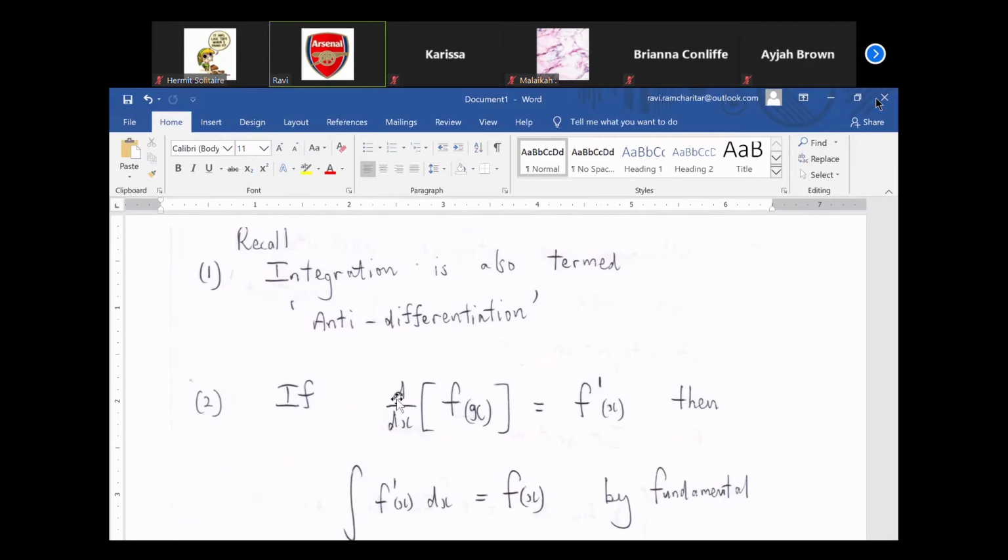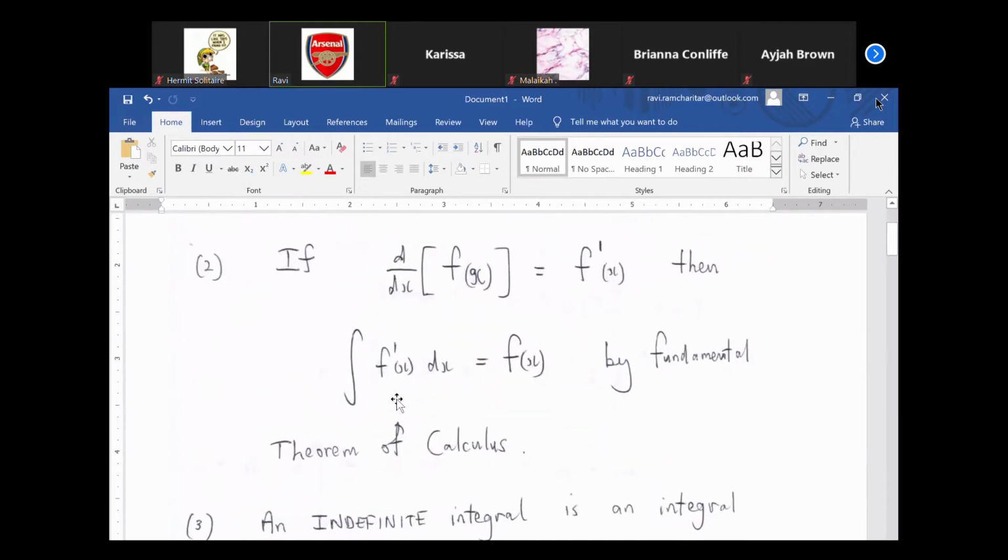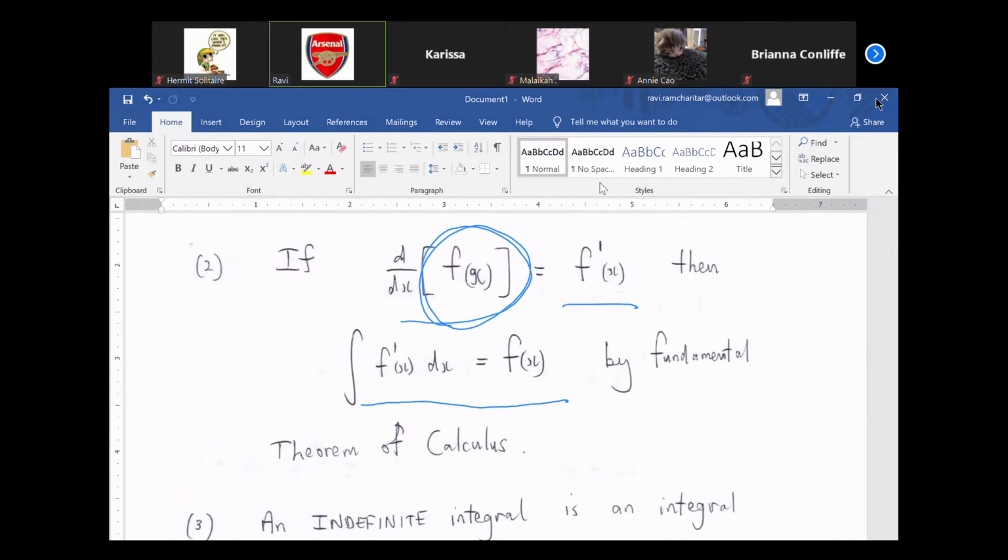They are opposite operations. So moving along, if the differential of f of x is f dash of x, then the integral of f dash of x would be f of x. If I differentiate a function and get f dash, then if I integrate f dash, I'm expecting to get back the original function. This is basically what is called the fundamental theorem of calculus. That is not something you have to memorize, but it is what it's called. It explains the relationship between differentiation and integration.